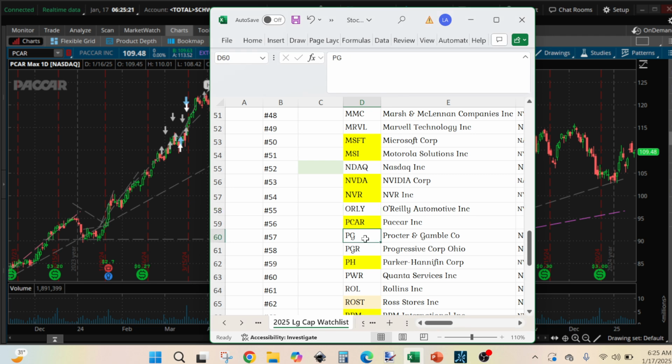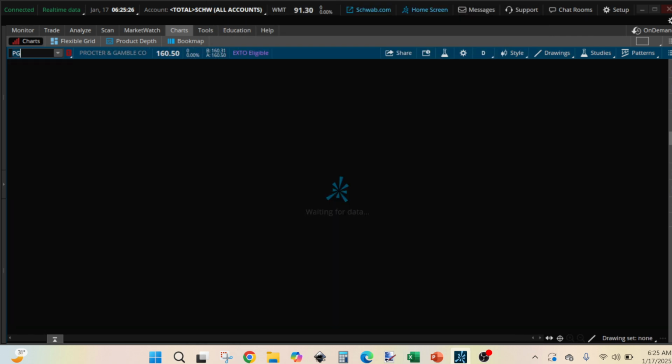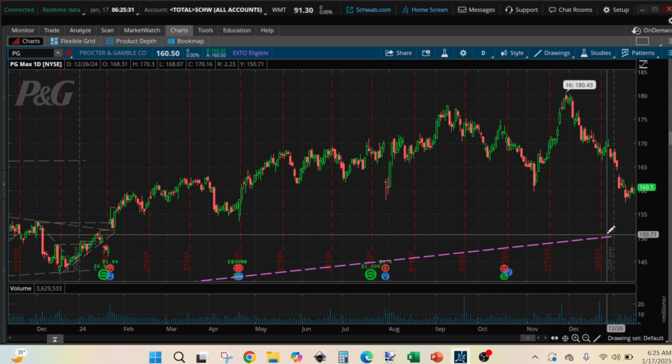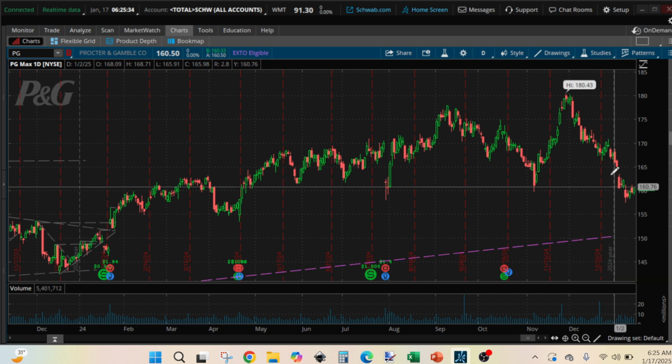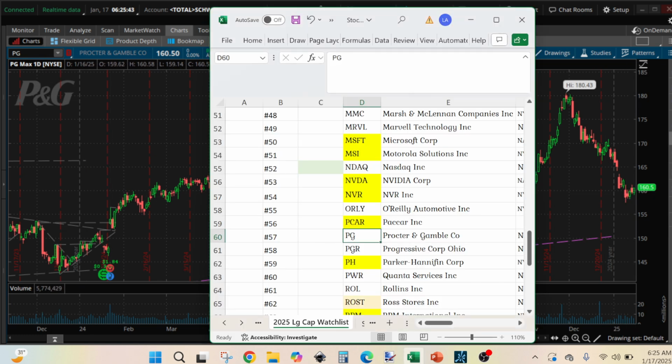The next one is PJ. So we are going to wait for a while before we will sell PCAR when it becomes positive. PJ, we like to buy at the purple line. Right now it is going to it, but we have a short uptrend line here. And the next one is PJR.